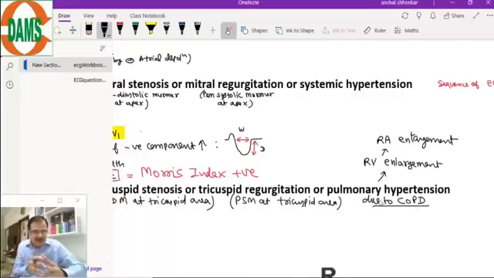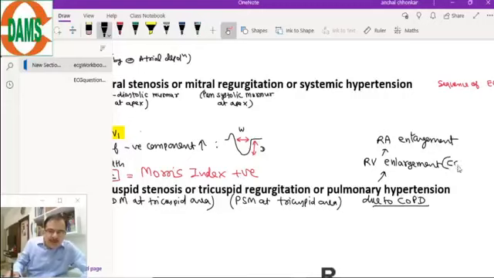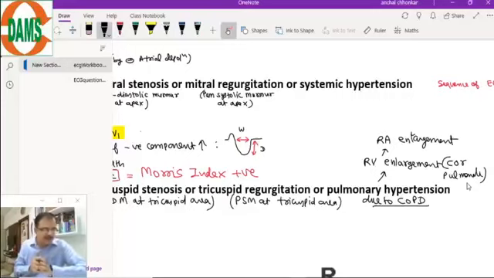So see the sequence, the chronology: due to COPD there is pulmonary hypertension, and because of the pulmonary hypertension the first chamber affected will obviously be the right ventricle, and from the right ventricle the right atria will get enlarged. Here the right ventricle enlargement due to pulmonary hypertension created by COPD is known by a name: that pathology is known as cor pulmonale.